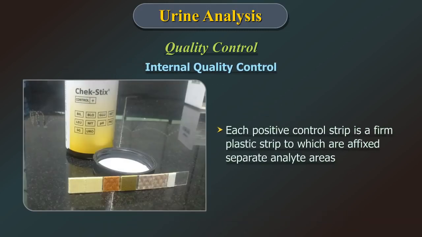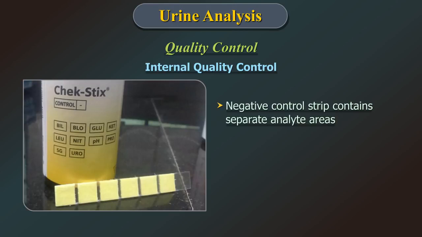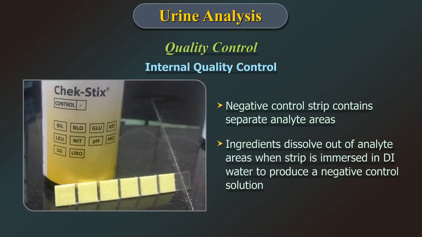Each positive control strip is a firm plastic strip to which are affixed 7 separate analyte areas. These contain one or more natural or synthetic ingredient that, when dissolved out of the analyte areas in a measured quantity of distilled or deionized water, produce a positive control solution. The negative control strip contains 6 separate analyte areas. The ingredients dissolve out of the analyte areas when the strip is immersed in distilled water to produce a negative control solution.